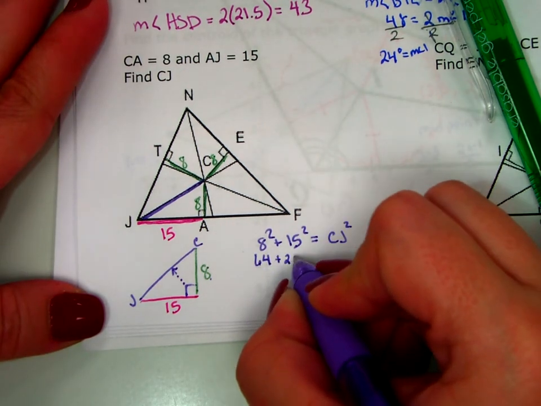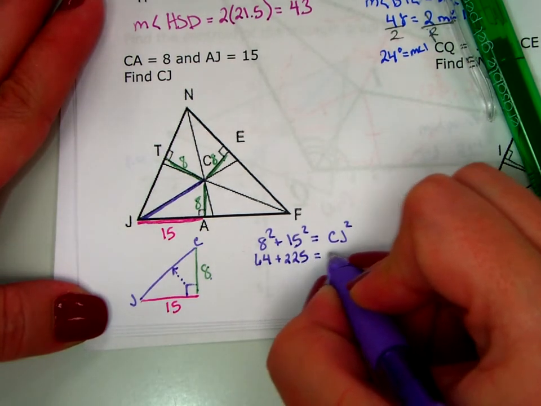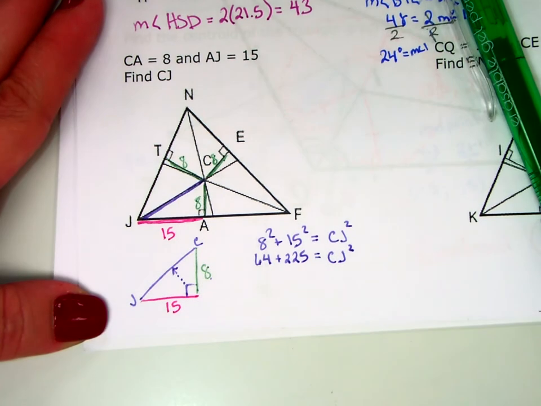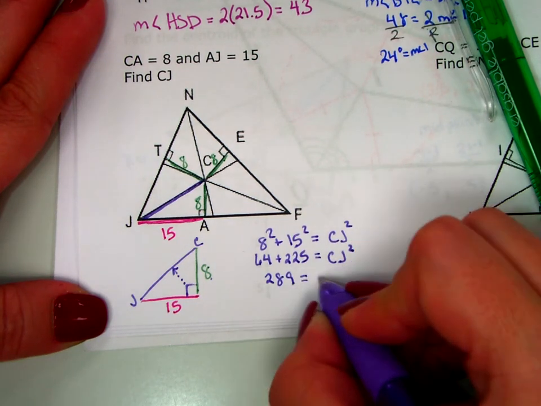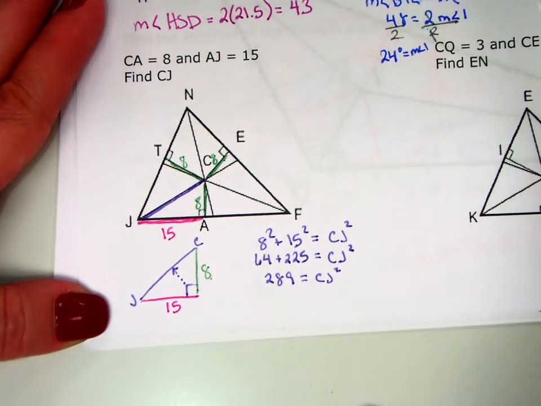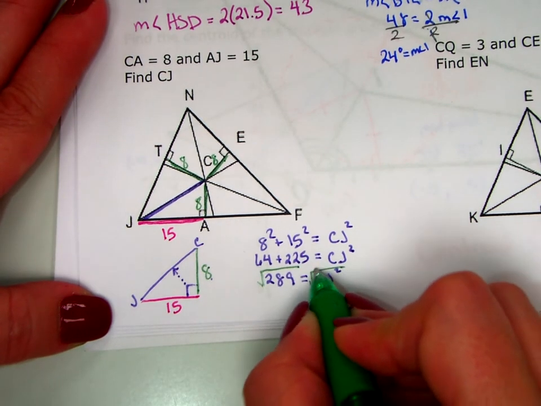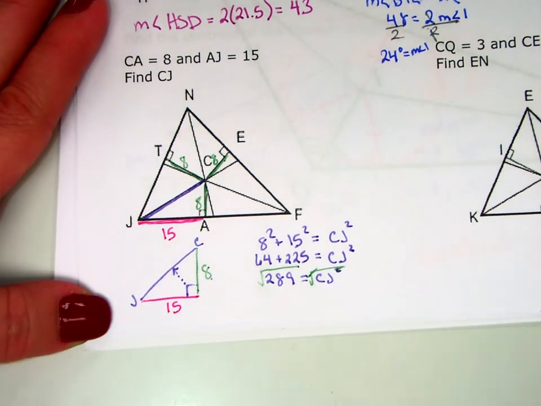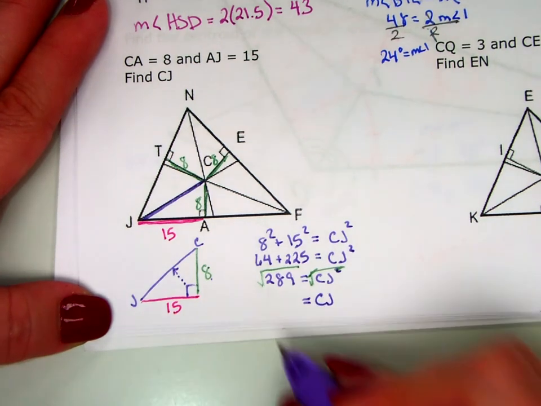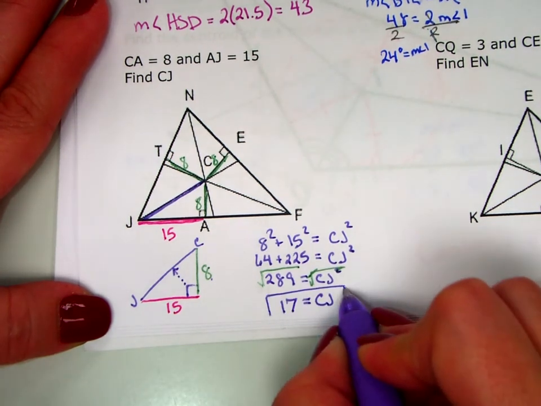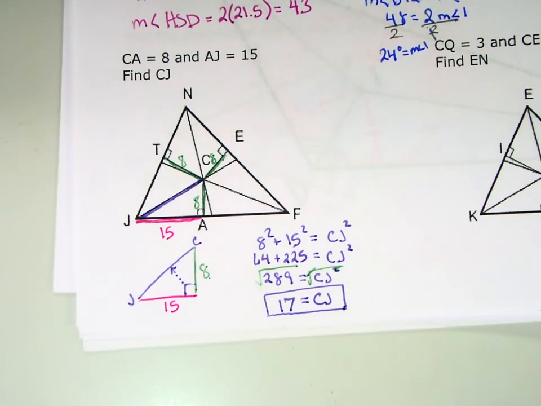8 times 8? 64. 15 times 15? It is 225 equals CJ squared. 64 plus 225? 289 equals CJ squared. I don't want CJ squared. How do I get rid of the square? Square root, which in Algebra 2 they tell us means positive and negative, but since we're a length, we get to just do the positive. What is the square root of 289? 17. So that's how long CJ is.